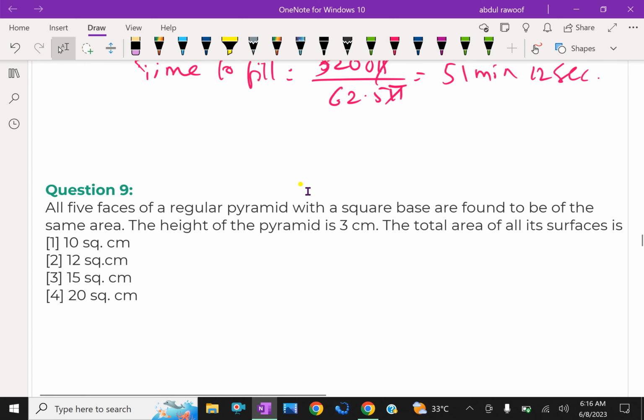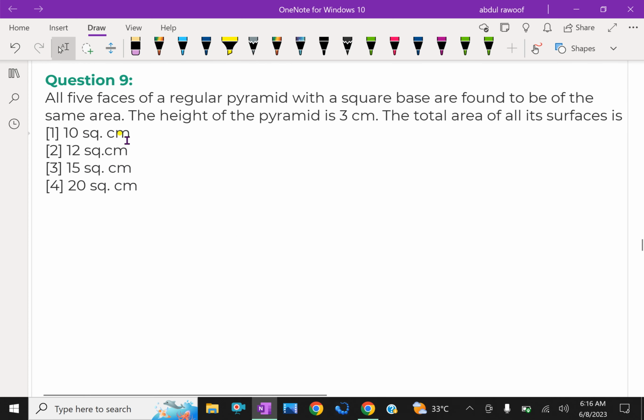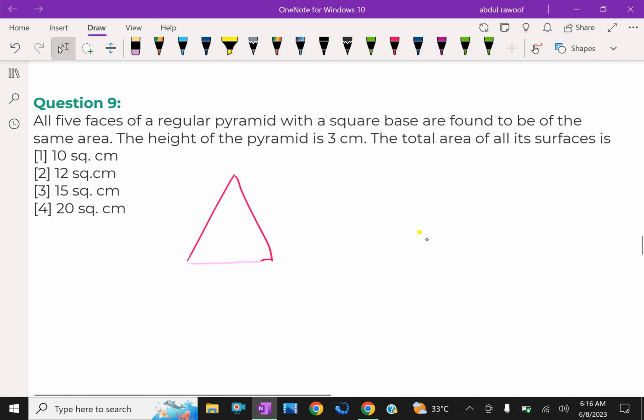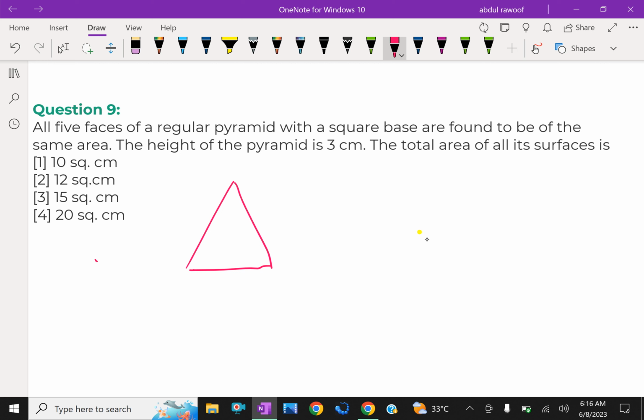Approximately 51 minutes is the correct answer. Next question. All 5 faces of a regular pyramid with a square base are found to have the same area. That means in the pyramid, the 4 triangular areas as well as the square base area are equal. The height of the pyramid is 3 centimeter. Find the total area of all its surfaces. The pyramid has four triangular surfaces as well as one square.